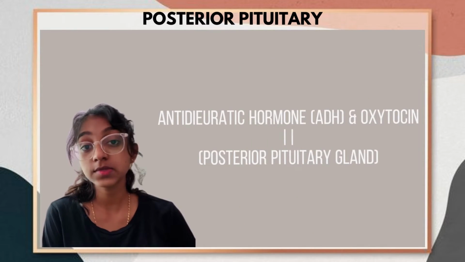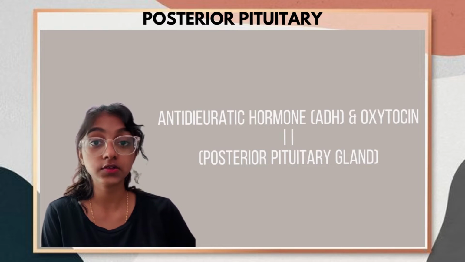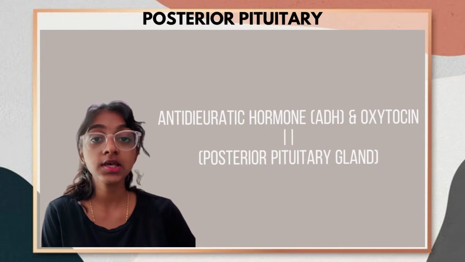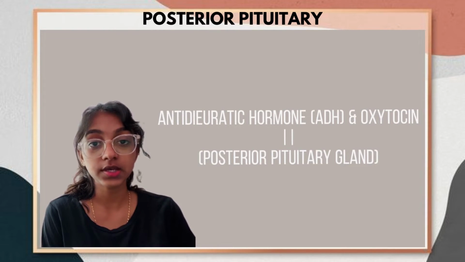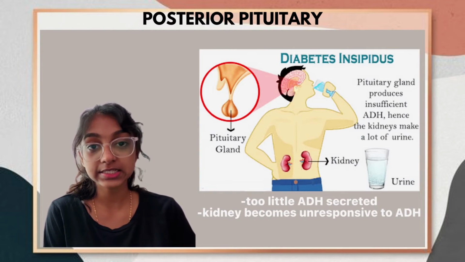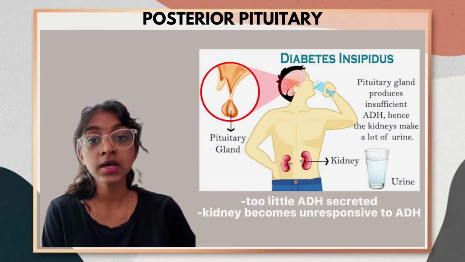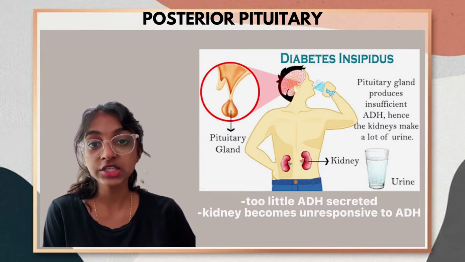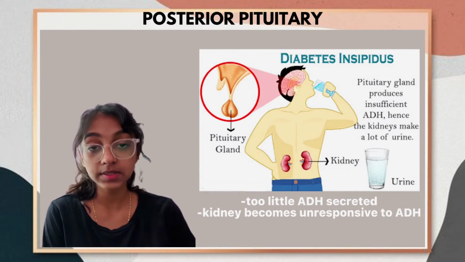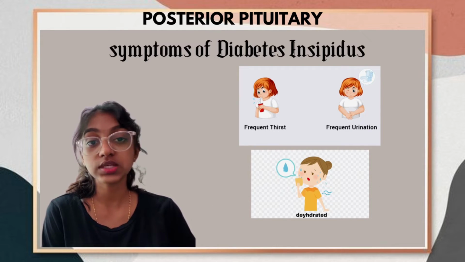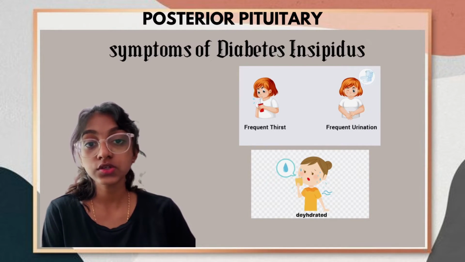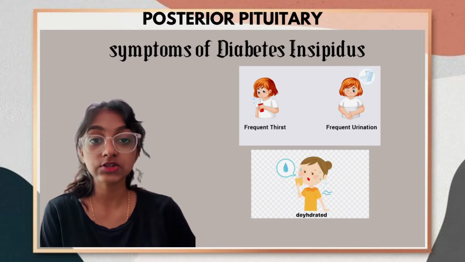Now, the hypothalamus produces two hormones, ADH and oxytocin, and these hormones are stored and secreted by the posterior pituitary. If too little ADH is secreted, or if the kidneys become unresponsive to ADH, a condition known as diabetes insipidus results. Patients with this condition are usually very thirsty. They produce copious amounts of urine and become severely dehydrated if the condition is untreated.